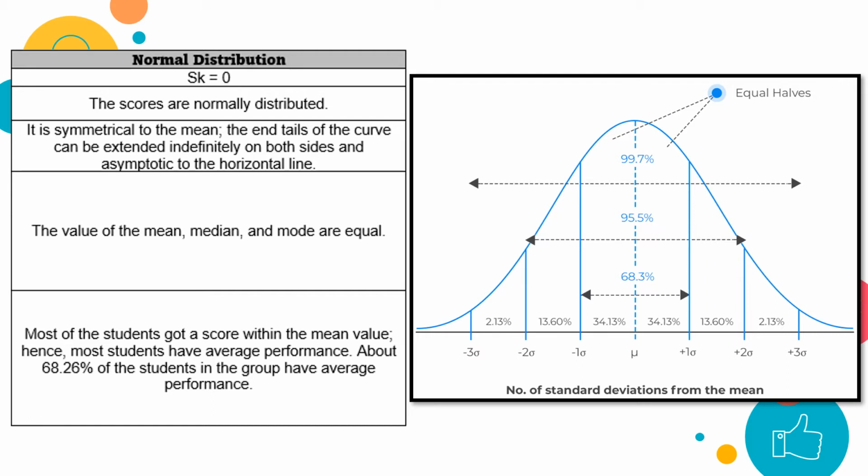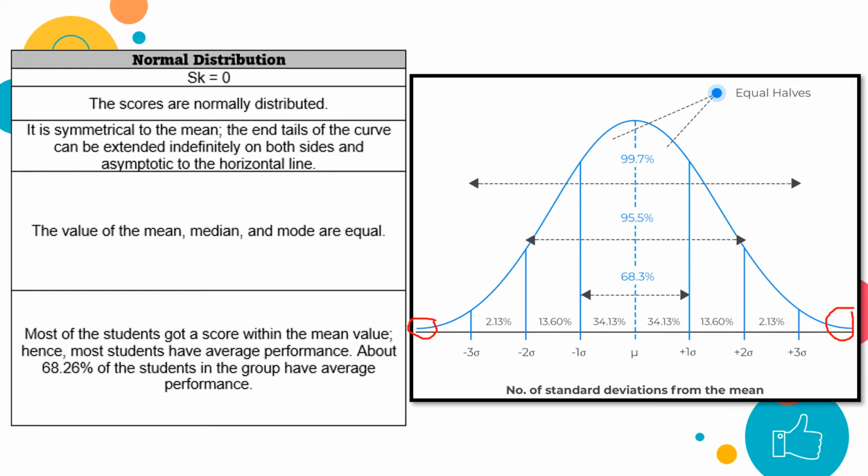So it is symmetrical to the mean. The end tails of the curve can be extended indefinitely on both sides and asymptotic to the horizontal line. Now, when we say asymptotic, it does not really touch. If you look at this part here, it never touches. Asymptotic to the horizontal line.